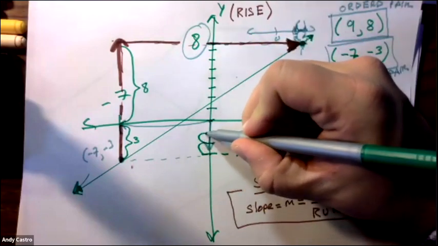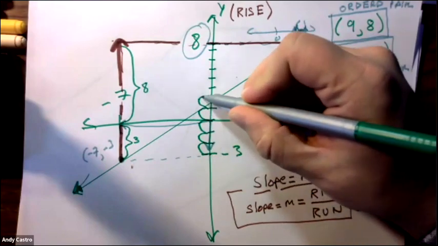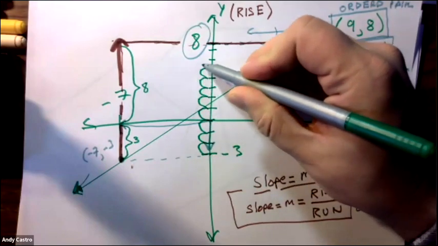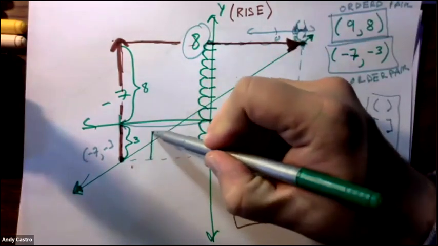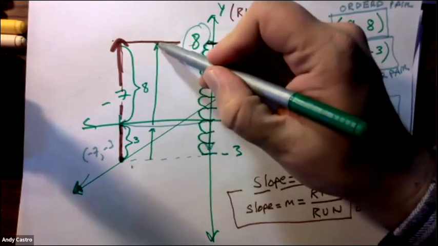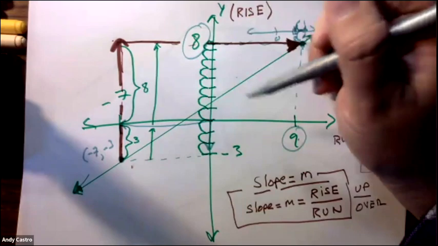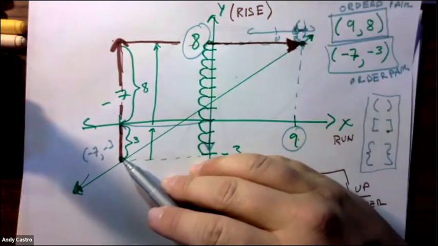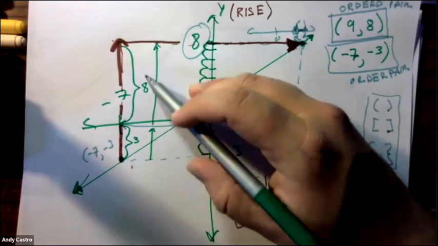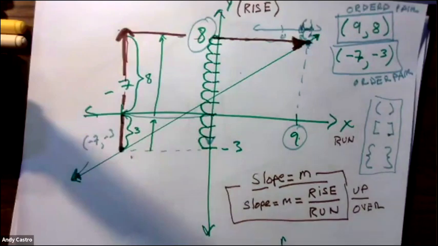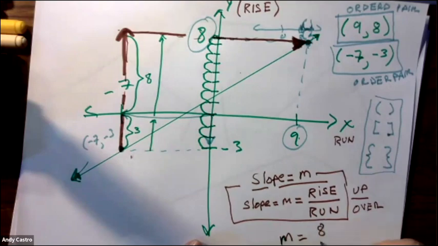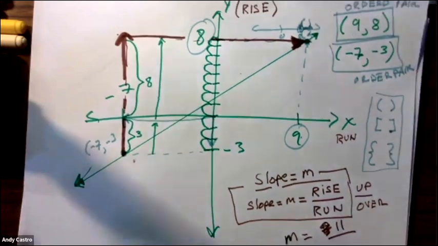This would go up 1, 2, 3, 4, 5, 6, 7, 8, 9, 10, 11. And that's the thing. If I go up 3 here, then I go up another 8. That's 11. So my rise to go from this point to this point, I have to go up 11. So my slope, the first part of it anyway, is 11 for the rise. Now I'm going to figure out the run.